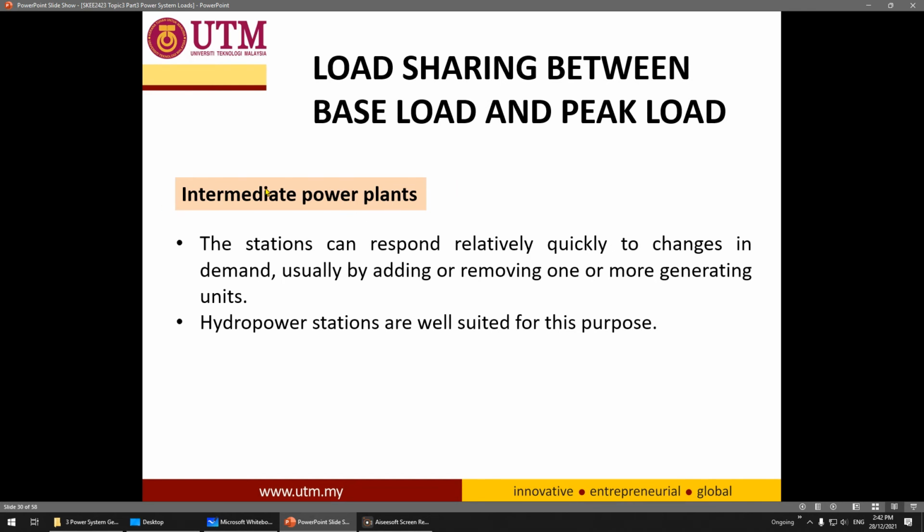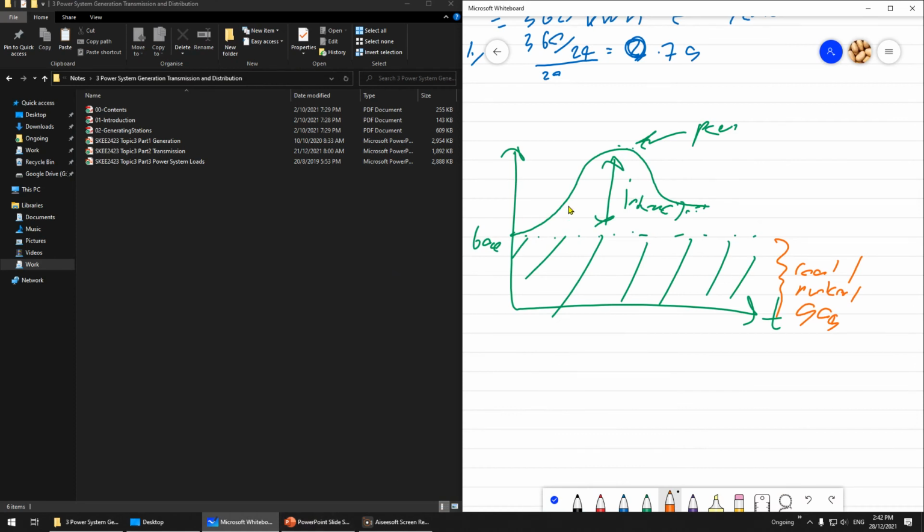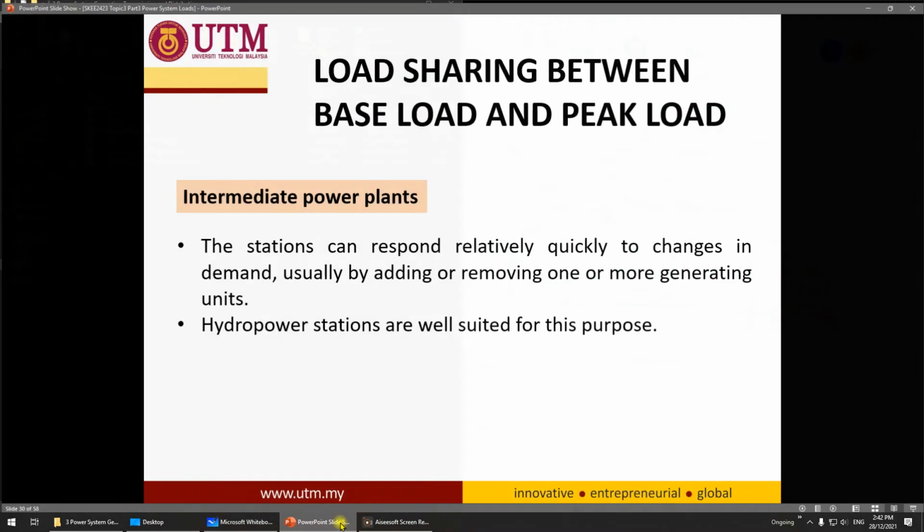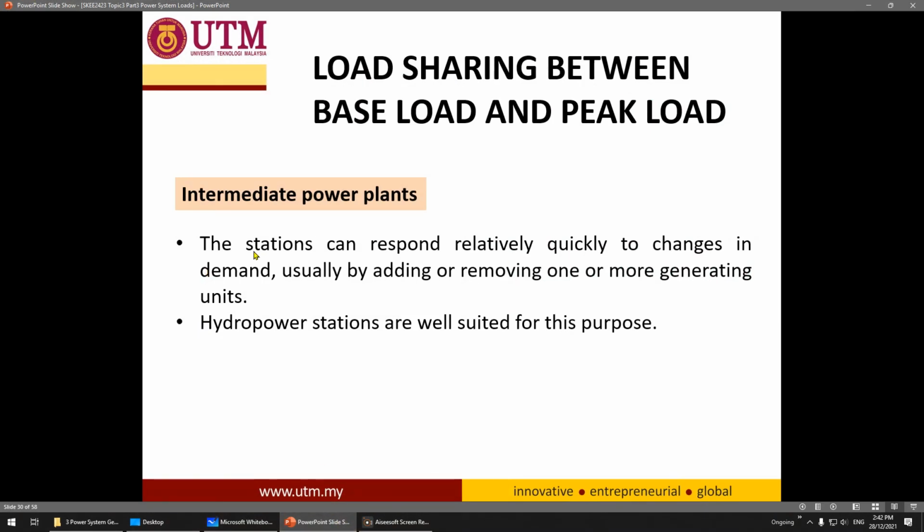How about the intermediate power plant? Intermediate is basically this one, in between. The intermediate power plant can respond relatively quickly to the change in demand, usually by adding or removing one generation unit. This one is usually a hydropower station. You can just disconnect or connect the hydropower generation. So this one is usually intermediate.